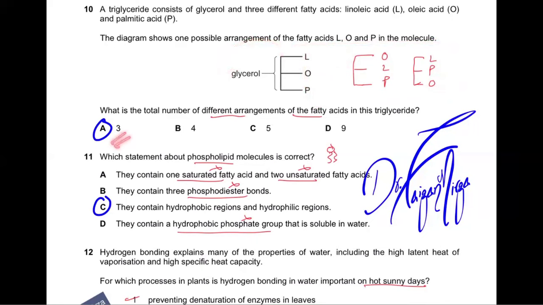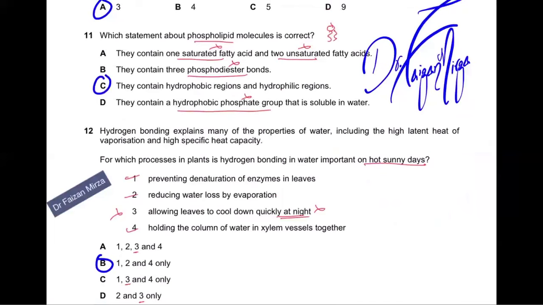So it's just three. Which statement about phospholipid molecules is correct? They contain one saturated fatty acid. No, there is no such fact of one saturated and one unsaturated fat. They contain a phosphodiester bond. No, nucleic acids have this bond. They contain a hydrophobic region and a hydrophilic region. Yes, phospholipids have both ends, polar and non-polar. So C is correct. They contain a hydrophobic phosphate group. The phosphate group is correct, but it is not hydrophobic.